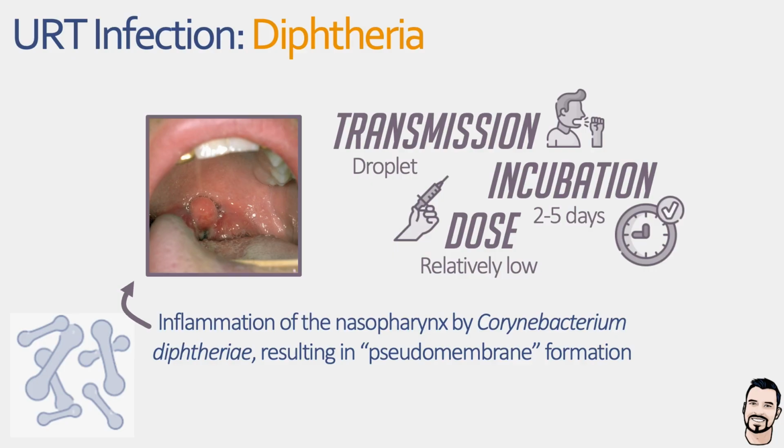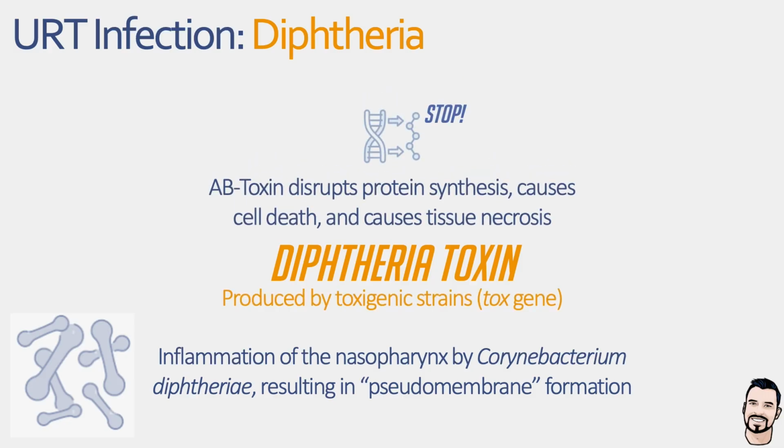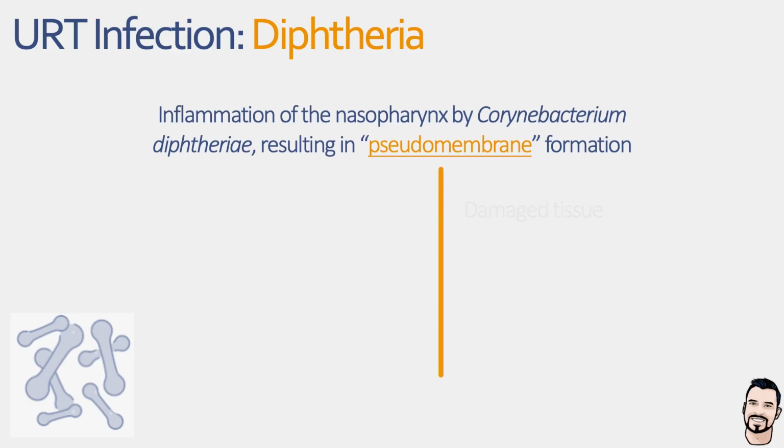Now, this happens because of a key virulence factor, and that is the diphtheria toxin, or DT for short. Now, not all Corynebacterium diphtheriae strains produce this toxin, only strains containing the tox gene, making them toxigenic. Now, DT is an AB toxin which enters host cells and disrupts protein synthesis, which ultimately causes cell death and tissue necrosis.